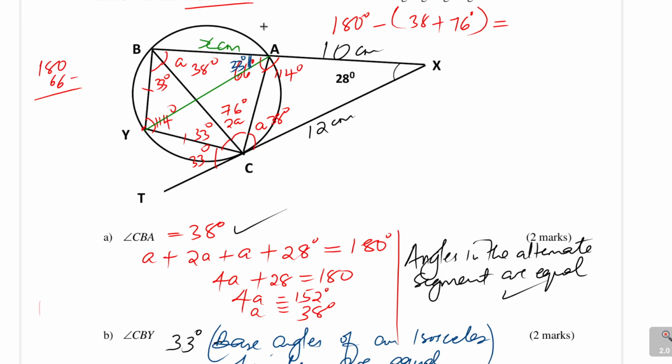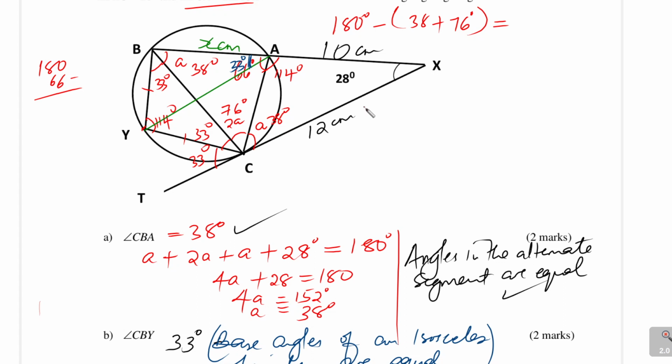Now, which property are we going to use to get that length? Now, look at this line. This one is a tangent. TX is a tangent. Then this one is a secant. This is a chord that is extended outside the circle. So the tangent secant property is what you're going to use. And how does it state? Using these points that you have here.